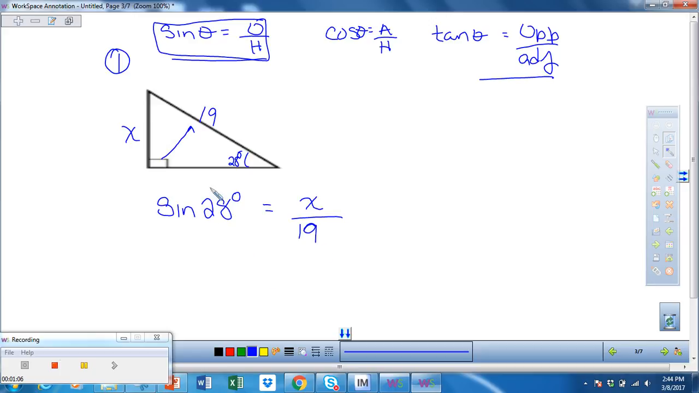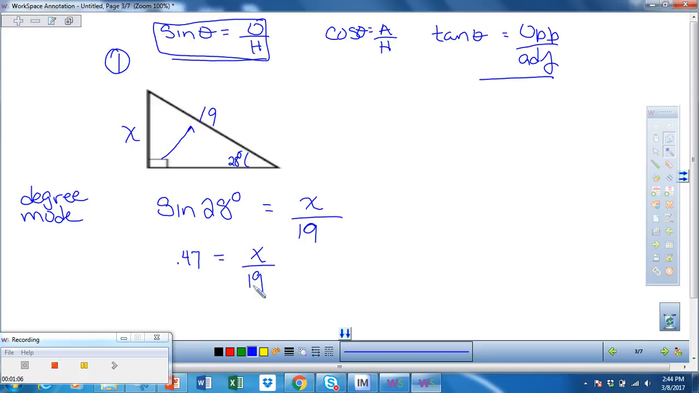Now, I need to find this number, and I need to use my calculator. One of the things you want to make sure is that your calculator is in degree mode. So take a moment and make sure your calculator is in degree mode. Once it is, you're simply going to hit sine 28, which is 0.469. In this class, we're going to go to 2 places behind the decimal, so 0.47 is equal to x over 19.